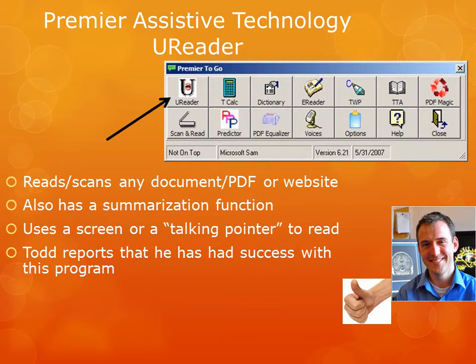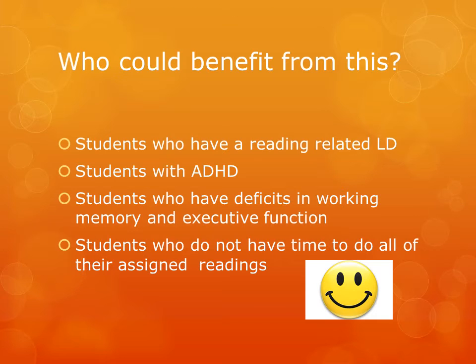Another example of a program that can do auto-summarization is Premier Assistive Technology and the function within that program called eReader. So that will also read or scan any document, PDF, or websites. And then after you summarized it, it can also read the text back to you. Todd reports that he has had good success with this program.